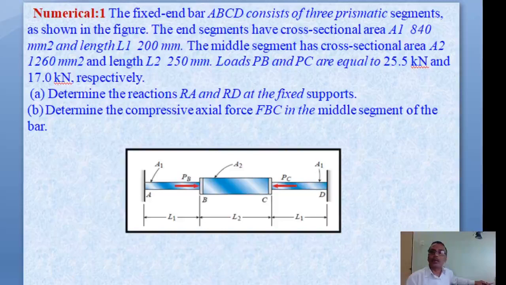It means at the point B, a load of 25.5 kilonewton is acting, whereas at point C it is 17 kilonewton. We have to calculate the reactions at point A and at point D, that is the fixed supports. Secondly, we have to determine the compressive axial force FBC in the middle segment of the bar. So first we will note down the given data.